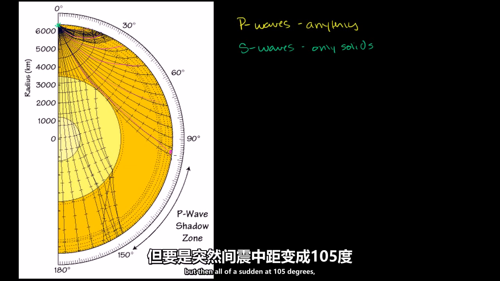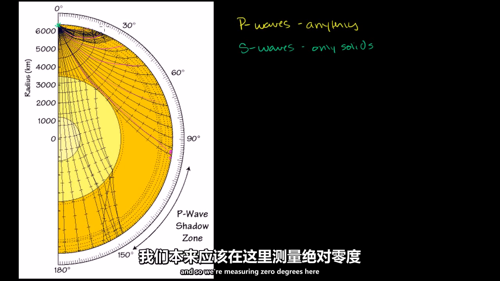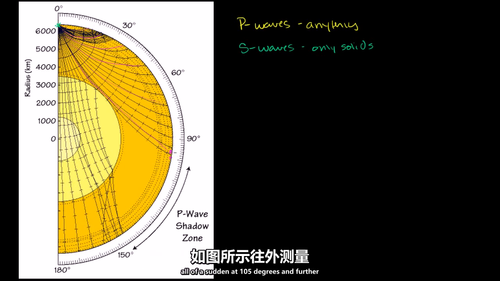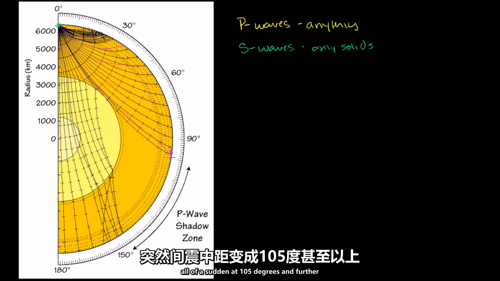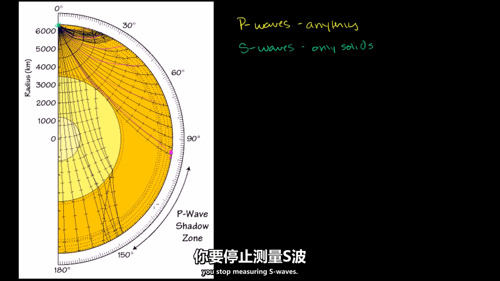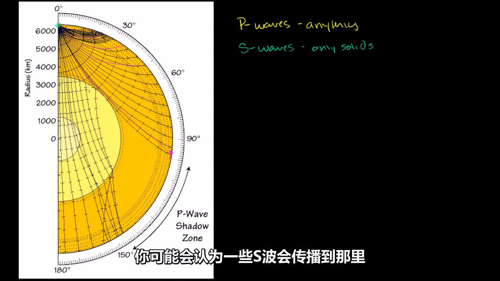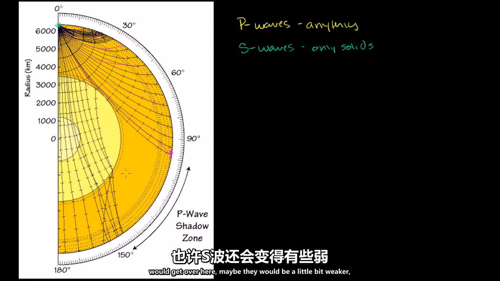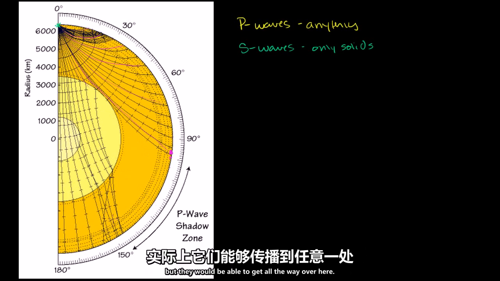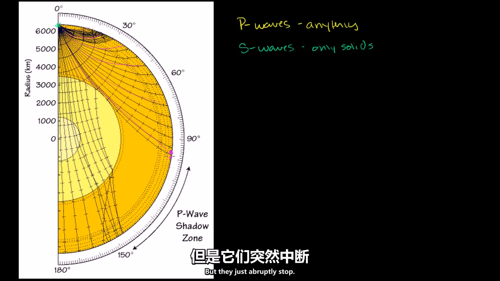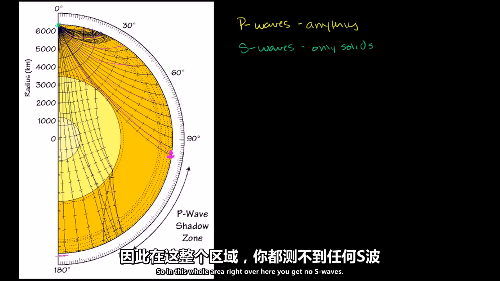But then all of a sudden at 105 degrees, and so we're measuring 0 degrees here and we're going outwards like that, all of a sudden at 105 degrees and further, you stop measuring S waves. You would think that the S waves would get over here. Maybe they would be a little bit weaker, but they would be able to get all the way over here. But they just abruptly stop. So in this whole area right over here, you get no S waves.